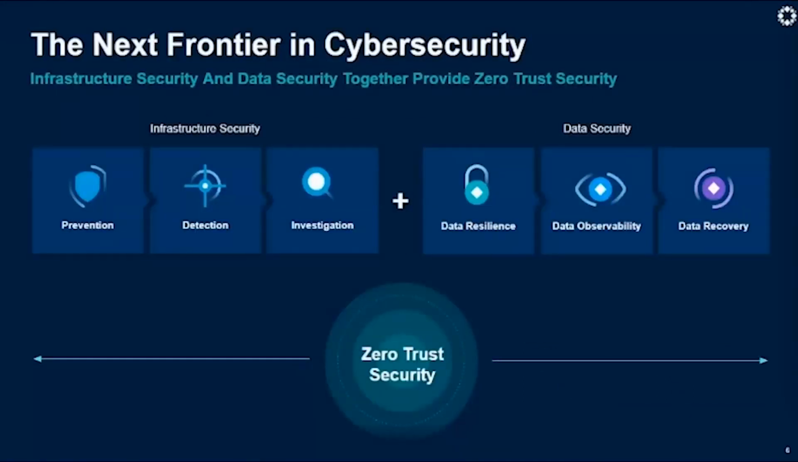So, with our product, we see ourselves being on the leading edge of cybersecurity, infrastructure security, and data security together to provide zero trust security. Within the infrastructure footprint, we have prevention, detection, investigation. Within the data security footprint, we see resilience, observability, and recovery. We'll go into a little more of those particular items, but in concert, across the board, with all those items working together in a singular product, we have zero trust security. And again, I can't say this enough, having a backup is great. Being able to recover those backups is even better.